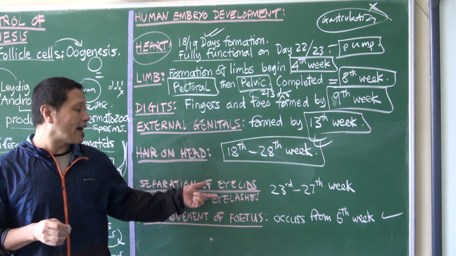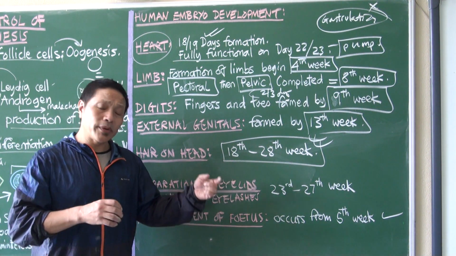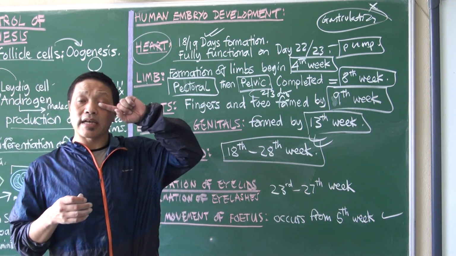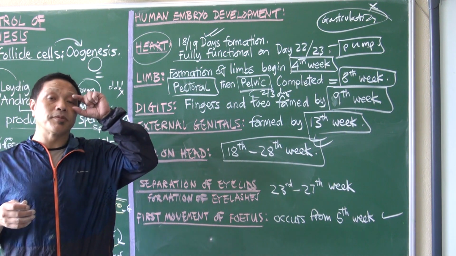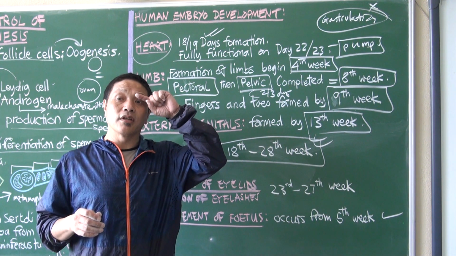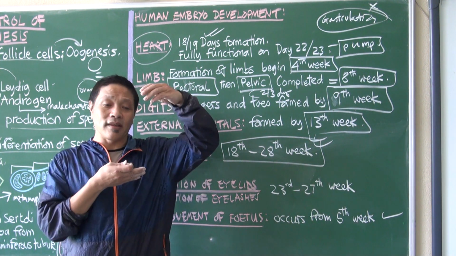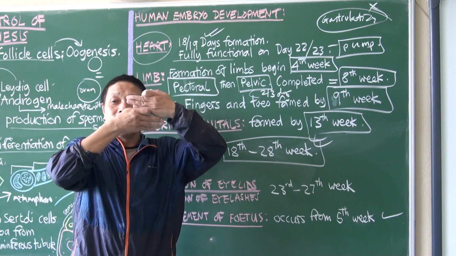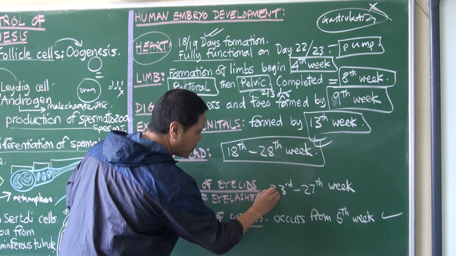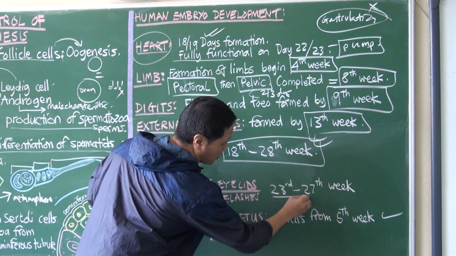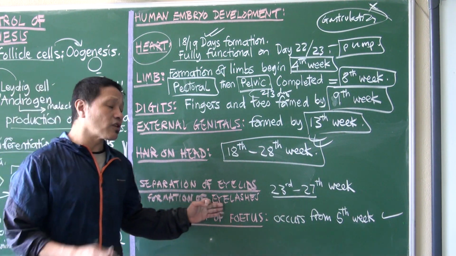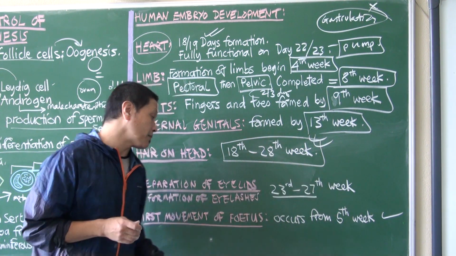The separation of the eyelids. When the embryo or the fetus is being formed, the eyelid is attached. Okay? It's not separated. So the separation of the eyelid, and it's always the upper eyelid only that moves. The lower eyelid does not close. I mean, we don't flap our shutters this way. Only the upper eyelid moves. Okay? So that begins within the 23rd to 27th week. And the formation of eyelashes also occurs at the same time.